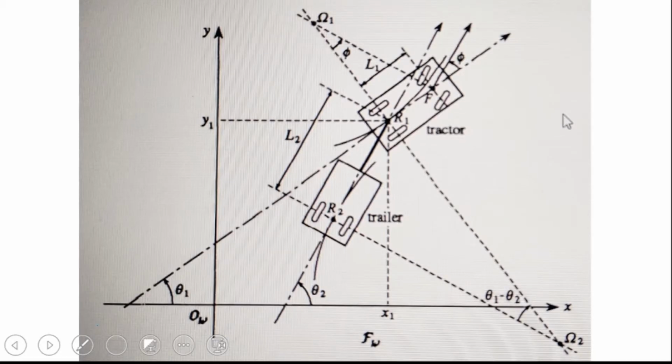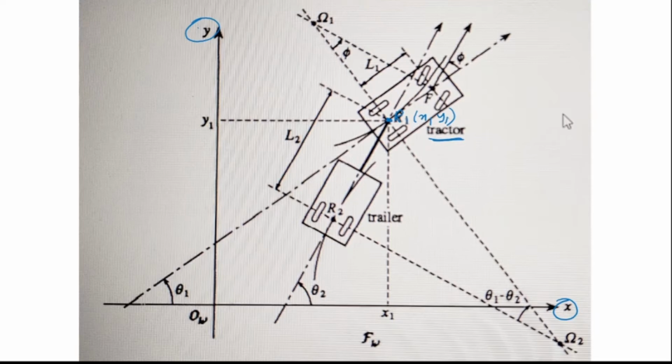Now this is the setup of the problem. First of all, this is my x-axis, that's my y-axis. This is my tractor, it is shown here. The tractor has 4 wheels. The center point between the 2 wheels is Ri, and it has coordinates x1, y1. So Ri is the center point between the 2 rear wheels.